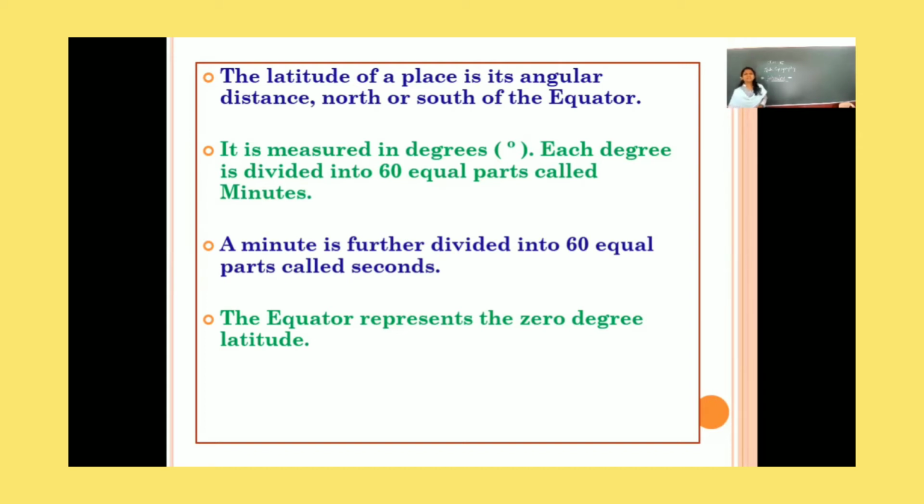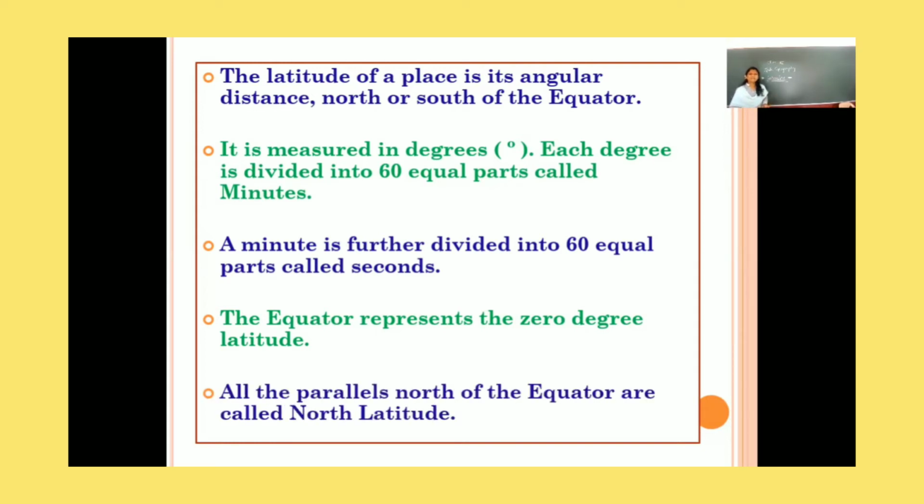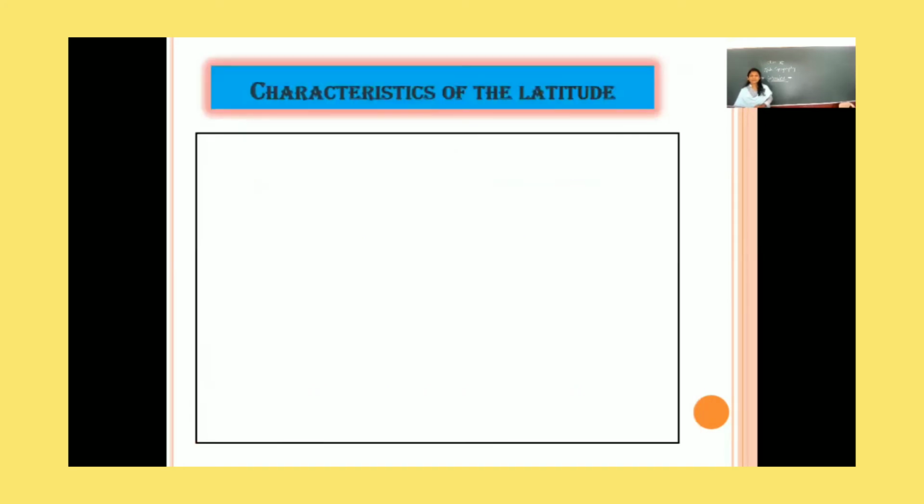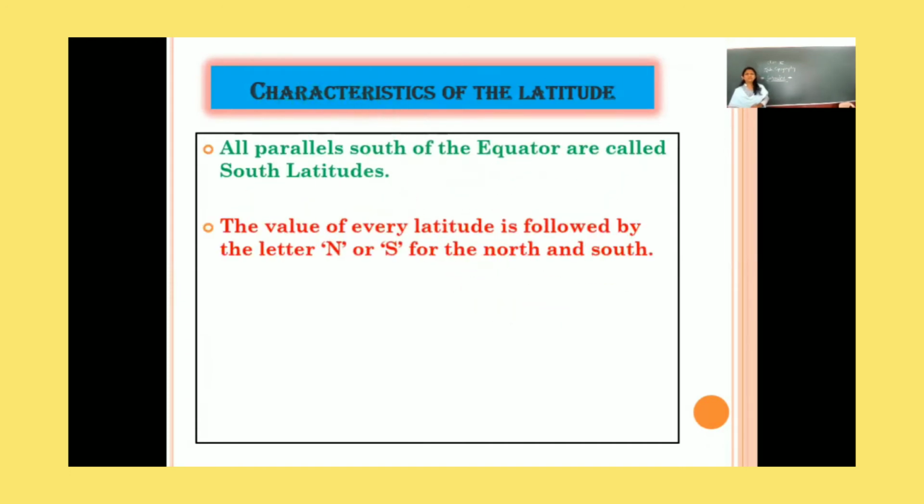The equator represents the 0-degree latitude. All the parallels north of the equator are called the north latitudes, and completely opposite of the north latitudes are the south latitudes. The characteristics of the latitude are displayed here. All the parallels south of the equator are called the south latitudes.